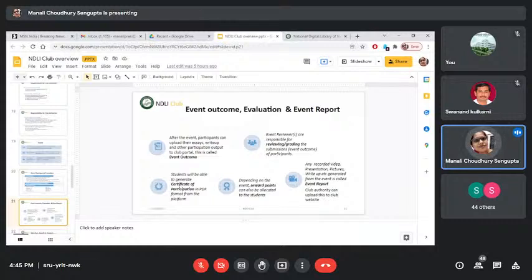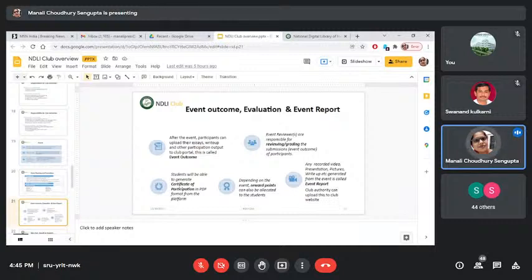And there are always reward points for the event allocated to the students. Any recorded video, presentation, pictures, write-up, etc. generated from the event is called the event report. And the club authority can upload this to the club website, so that it is there for future reference. These five things which I mentioned just now are very important for these four authorities of the institution club.